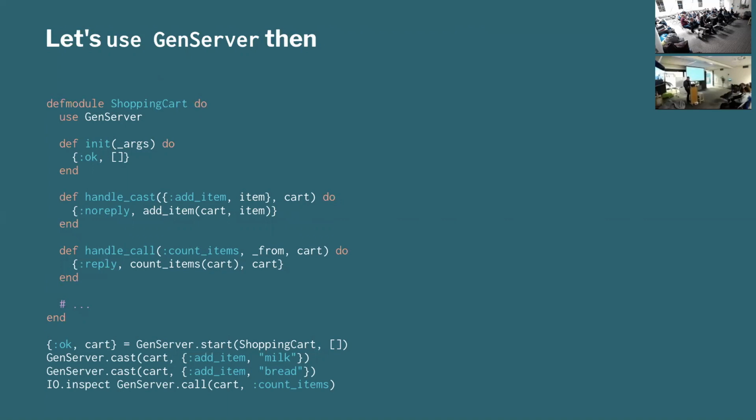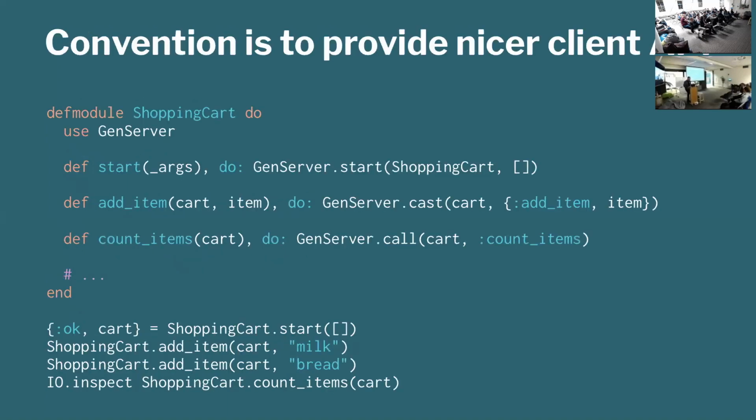Convention is usually to give it a nicer API though. So you'd have your callback module look something like this. You'd still use GenServer, and you'd have some nice functions that you can call. So the actual UX of that for the calling API is a lot nicer. We've got a start function, we just have a plain old add item, and we have count items. And then our shopping cart is starting to look a lot like it was before. So we start it, we add an item for milk, we add an item for bread, and then we do a count on it, which is cool.